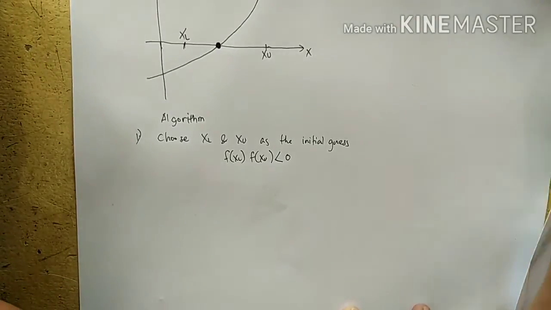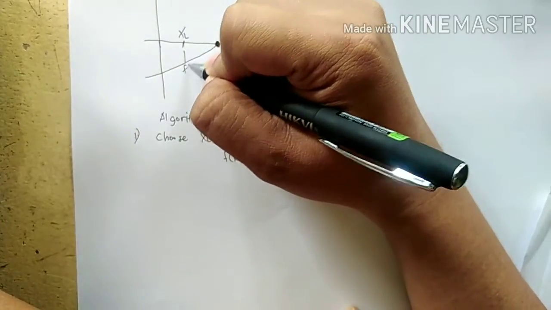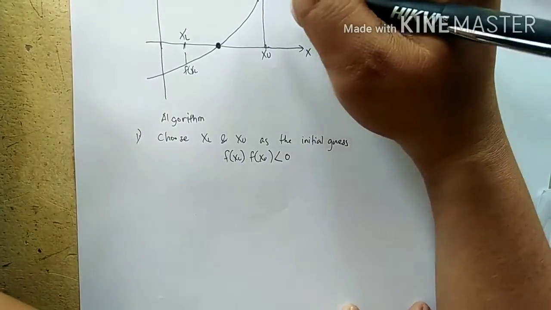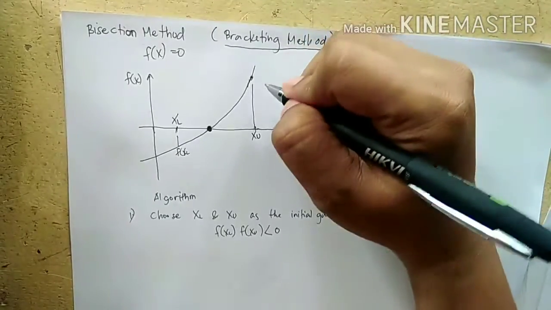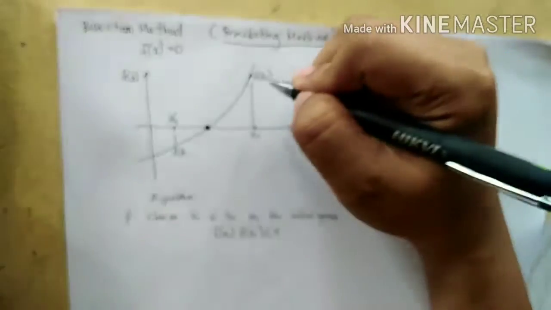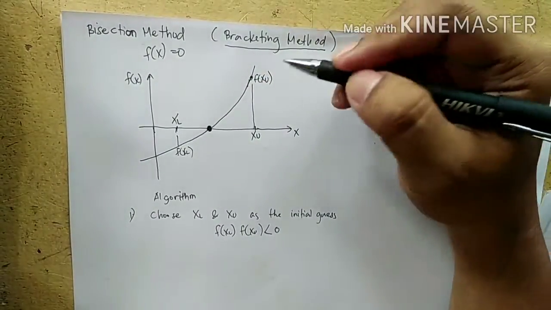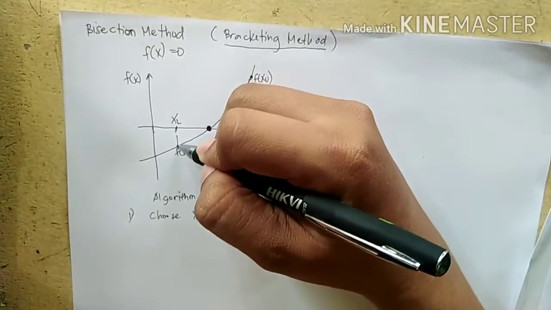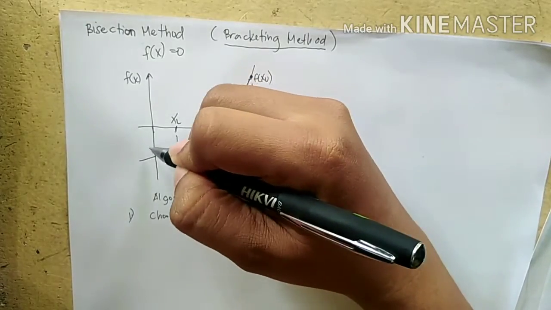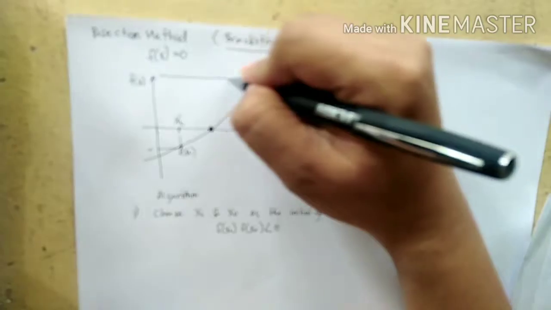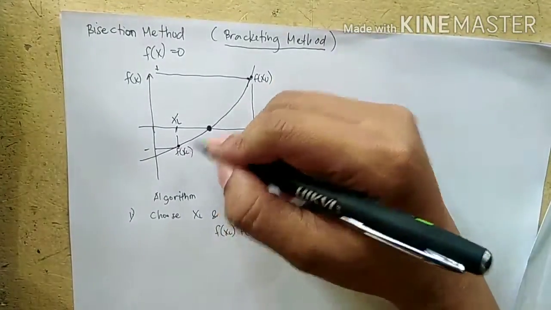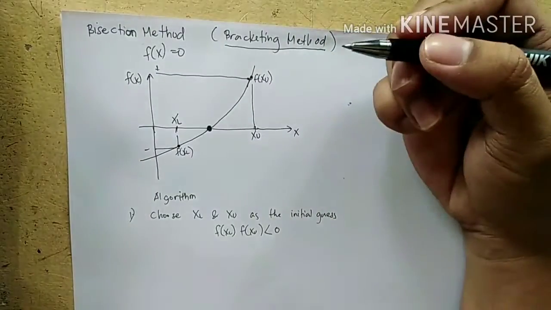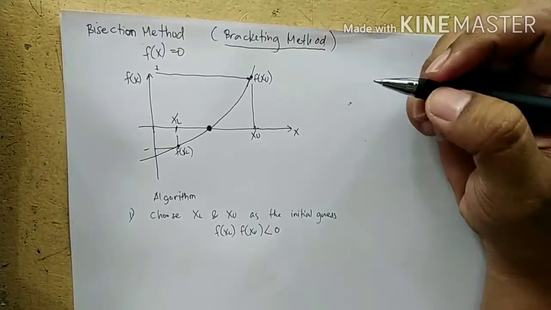So as you can see, if you take the value of f of X sub L and X sub U, and multiply these two, it should be less than 0. Why? Because if you take the value of f of X sub L, the value of this one is negative, and this one is positive. So if you take the product of these two, the value should be negative. It should be less than 0.